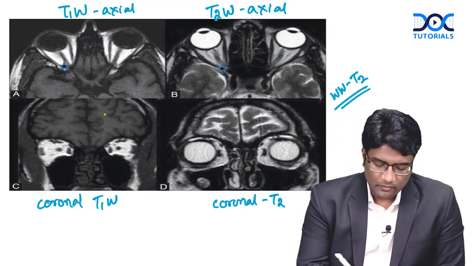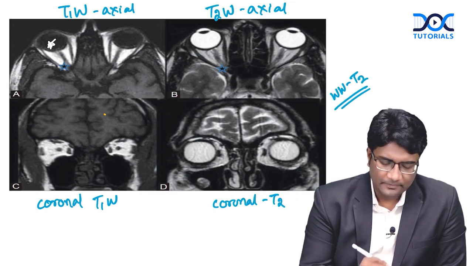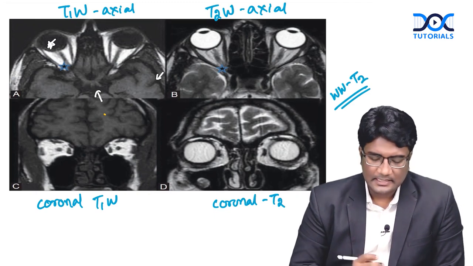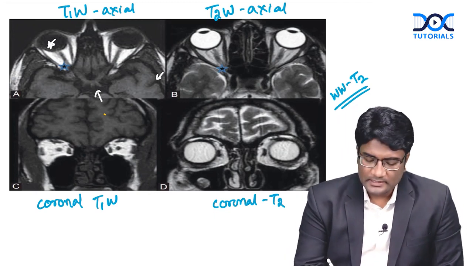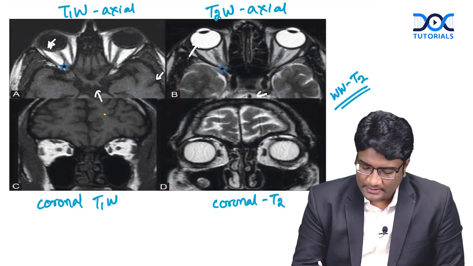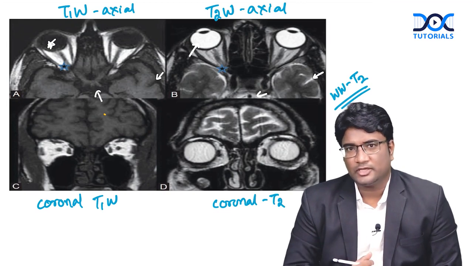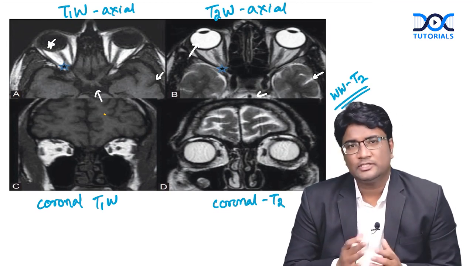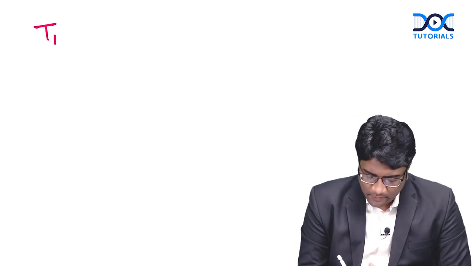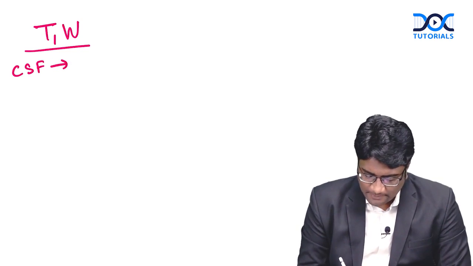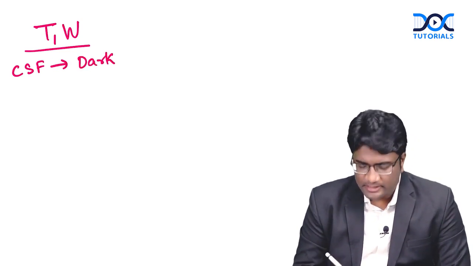If you see the fluid inside the vitreous, the fluid in the cisternal spaces, the fluid in the sulcal spaces, that appears dark on T1, whereas it appears white on T2 weighted imaging. So that is how we know which is T1 weighted and which is T2 weighted image. Now, let's understand how T1 weighted and T2 weighted images can be differentiated. In a T1 weighted image, the CSF signal appears dark. The fluid is dark on T1 weighted imaging.